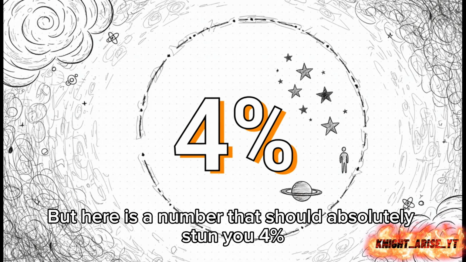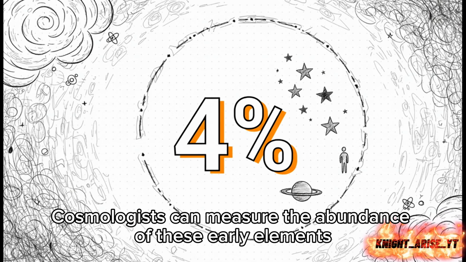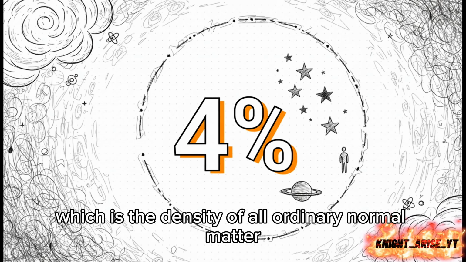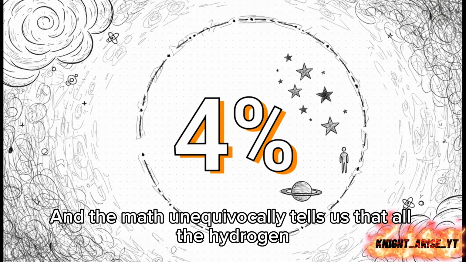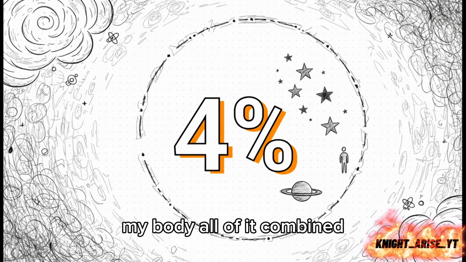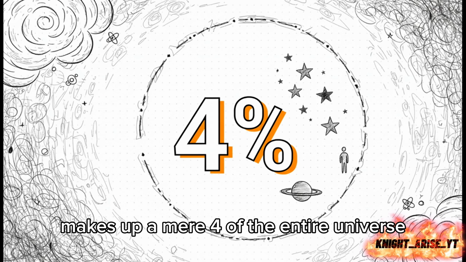But here is a number that should absolutely stun you: 4%. Cosmologists can measure the abundance of these early elements in pristine, ancient gas clouds to calculate the total baryon density, which is the density of all ordinary, normal matter. And the math unequivocally tells us that all the hydrogen, all the helium, every star, every planet, your body, my body, all of it combined makes up a mere 4% of the entire universe.